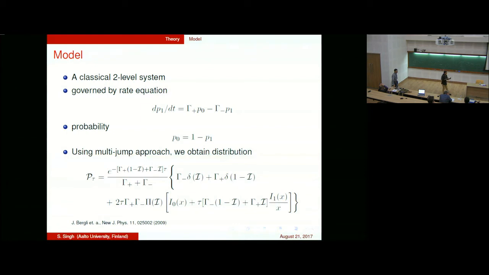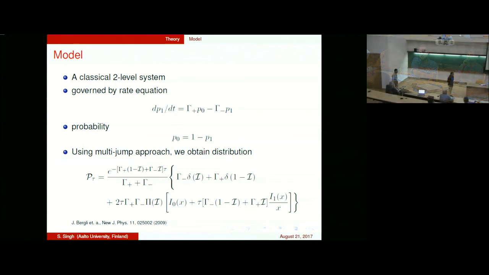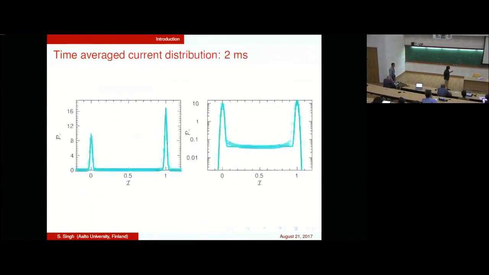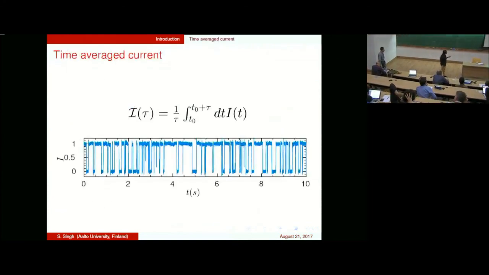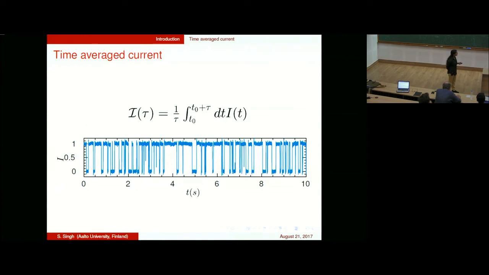By this transition rate, you are trying to tune this P0 and P1, how it is distributed. So when you are controlling this transition rate, you are controlling how long it stays in one state as compared to the other one.